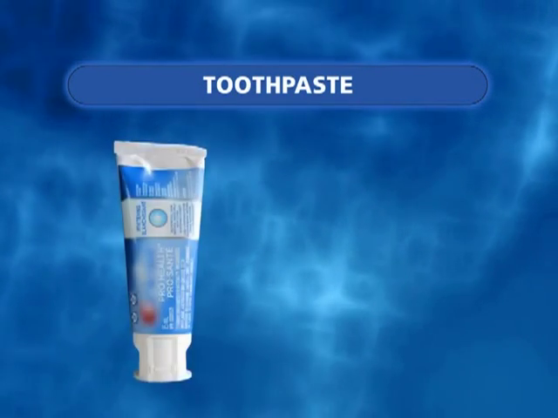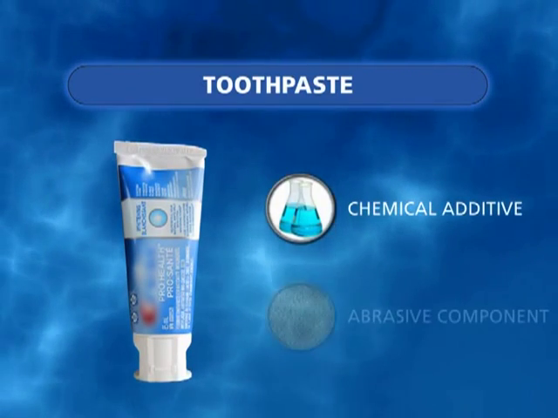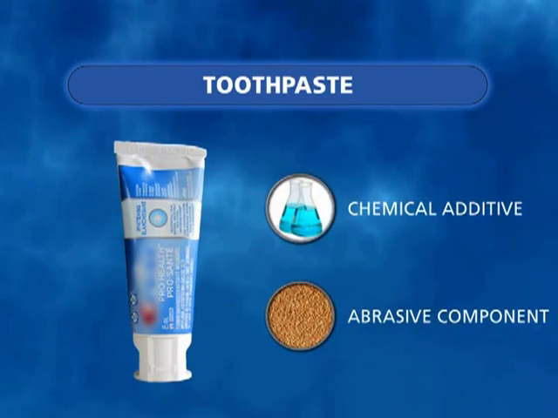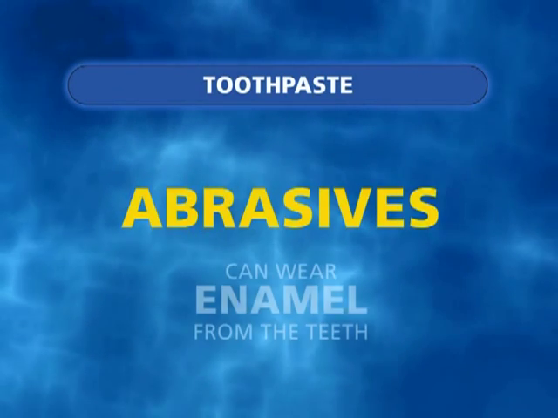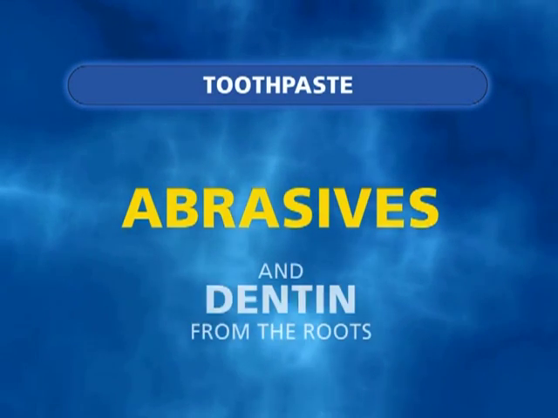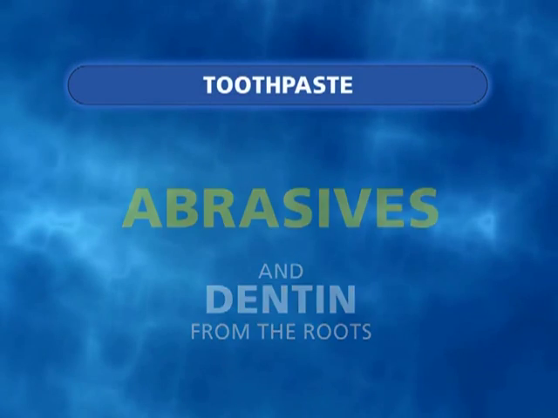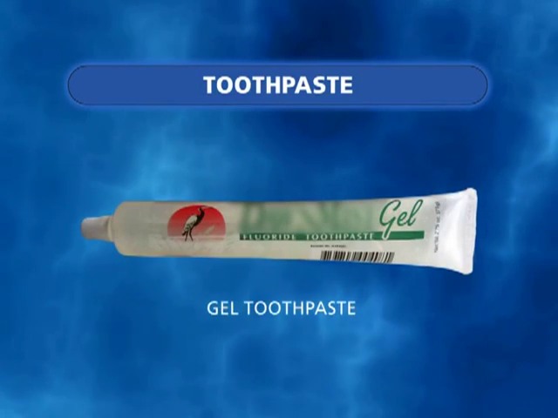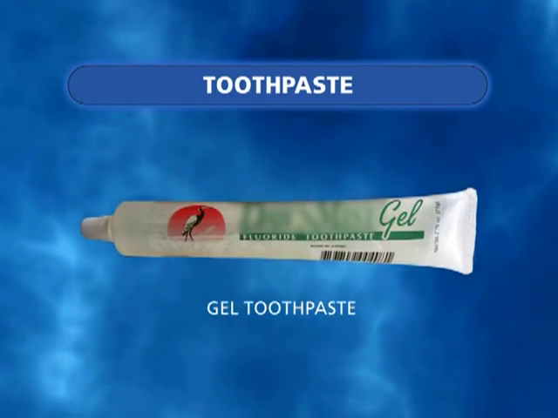Some whitening toothpastes have either a chemical additive or an abrasive component added to the paste. Abrasives can wear enamel from the teeth and dentin from the roots. Gel toothpaste may be a better alternative when tooth wear is a concern.